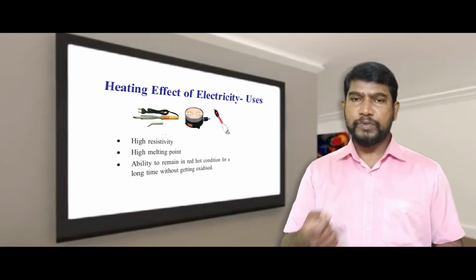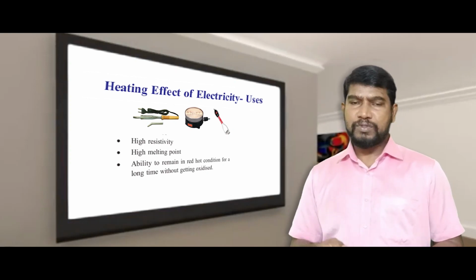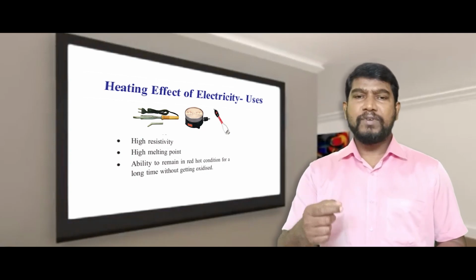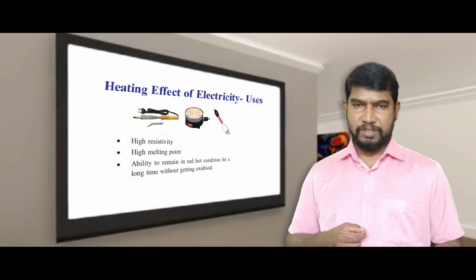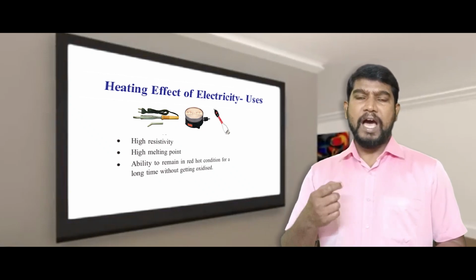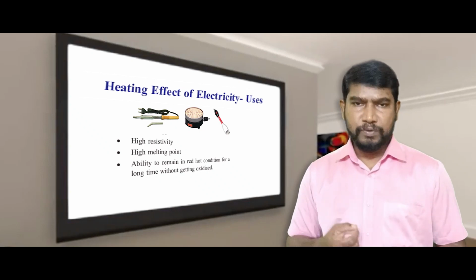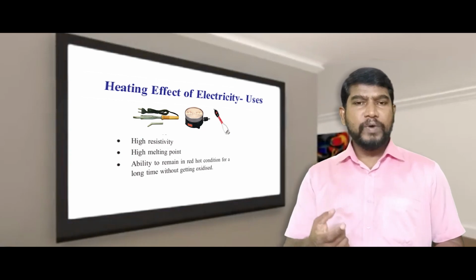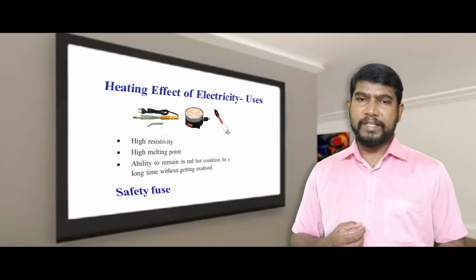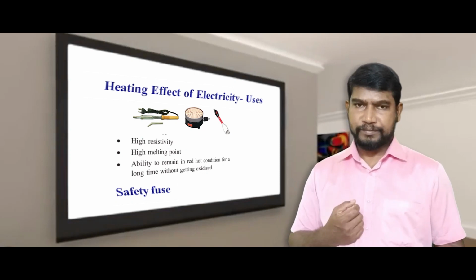Then we came to the fuse wire, the safety fuse, which is used in our household wiring for the safety of our electric equipment. The fuse wire itself melts. An alloy of tin and lead is used for making fuse wires. There are two causes for the fuse wire melting: one is short circuit and the second is overloading.